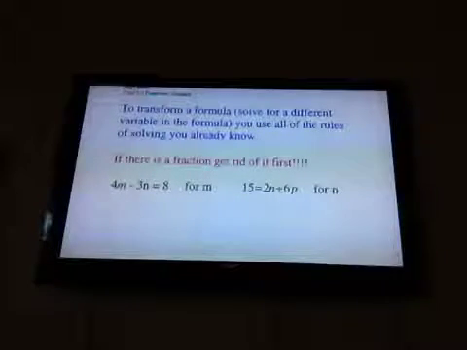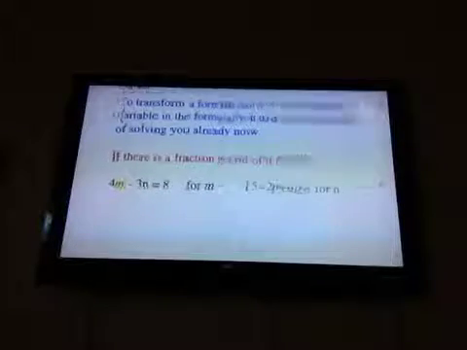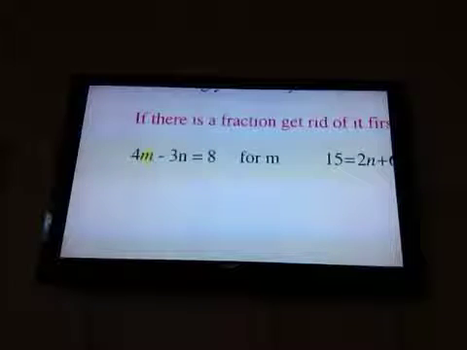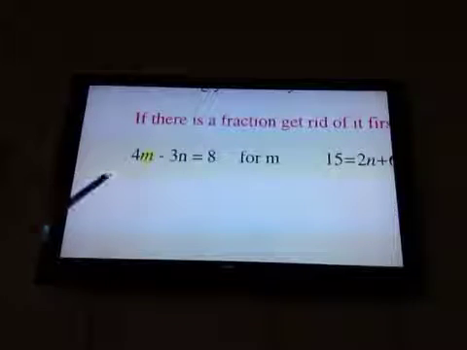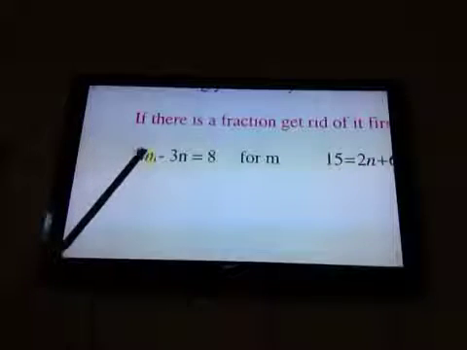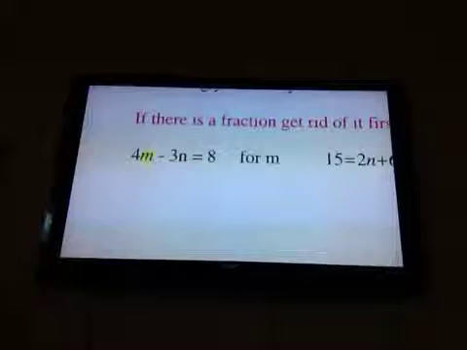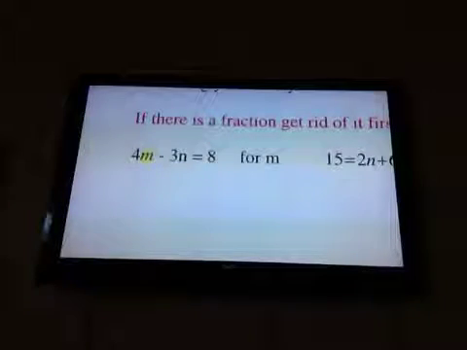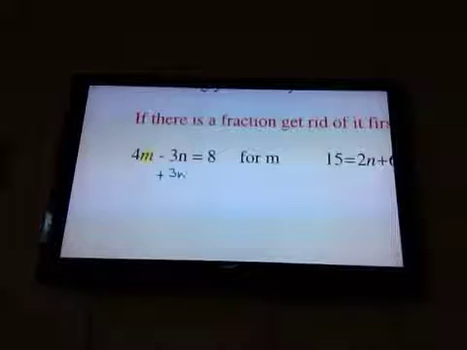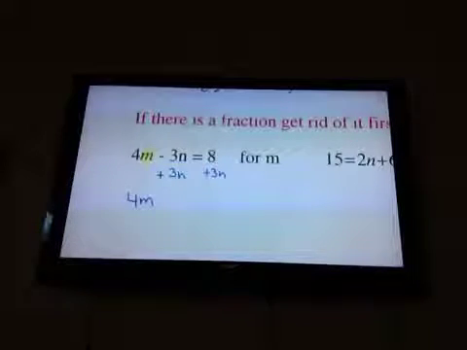Let's start on our first one here. We're solving for m. We want to get the answer to say m equals. The first thing I need to do is get the m term by itself. So I've got to get the 4m alone by getting rid of minus 3n. How do I get rid of a minus 3n? We add 3n. Now this is where it's weird. My 4m comes down, my n's cancel.